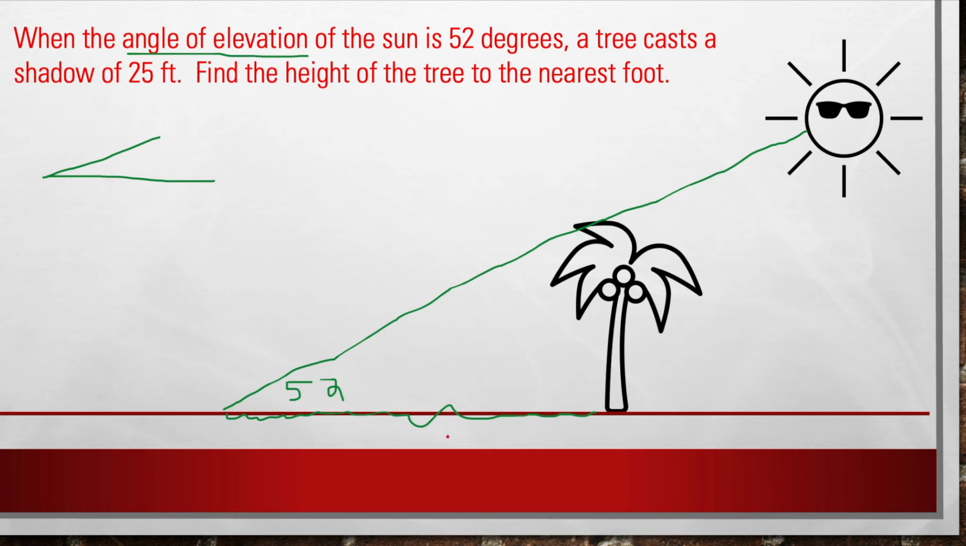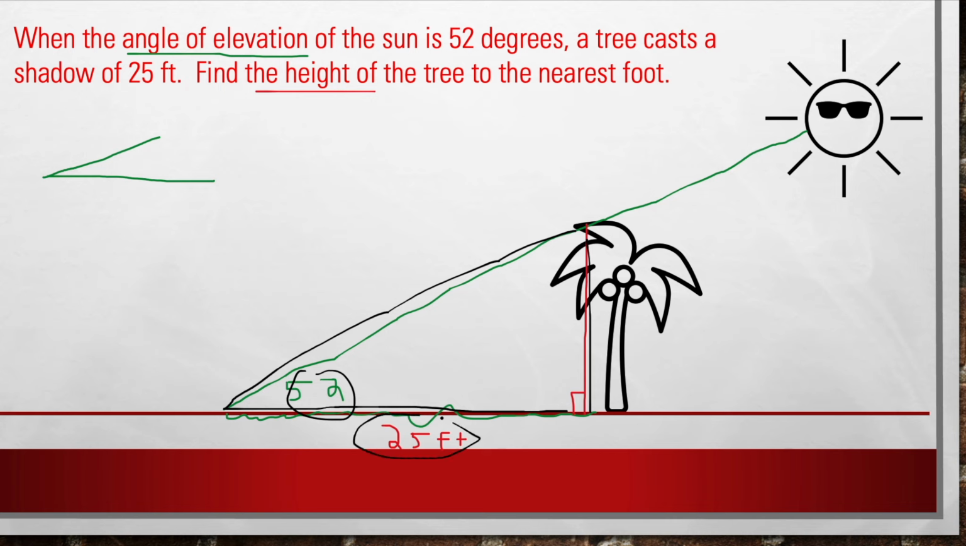In addition to this, we know the shadow of the tree is 25 feet. And then it asks us to solve for the height of the tree. So the height of the tree is just going to be this vertical line right here. And if you notice, in doing this we end up with a right triangle. We have the hypotenuse, the shadow as the horizontal line, the height as the vertical line, and we know an angle, and we know a side length.